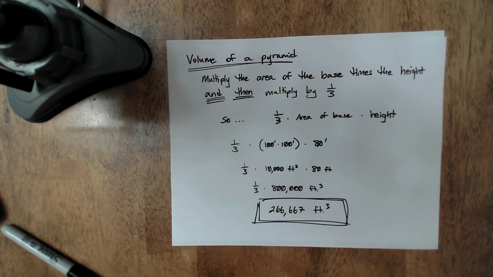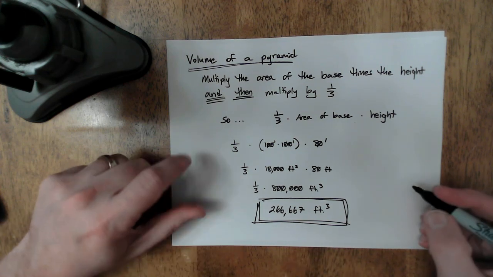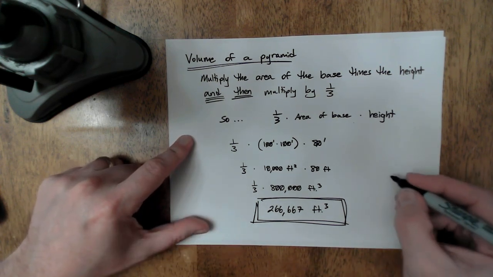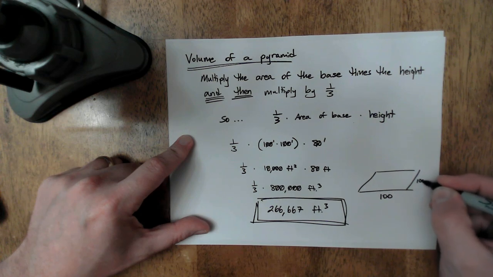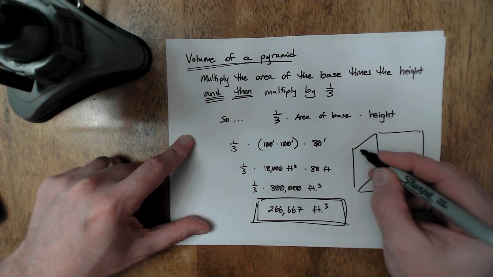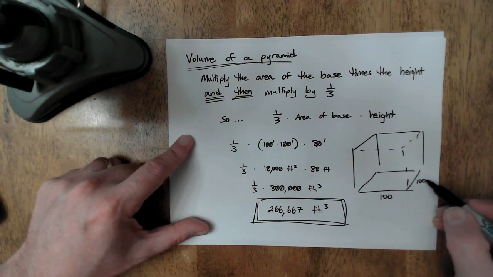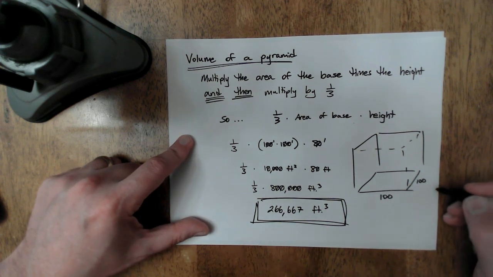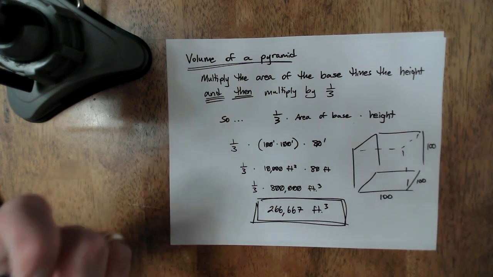That's how much space is there inside the surface area. The way you calculate the volume of a pyramid, think of it this way. If I wanted to come up with the volume of a cube that was 100 times 100, let's see if I can get this picture right. There we go. I would multiply 100 times 100 to get the area of the base, and I would multiply it times the height, and if it was a cube, it'd be 100. And there you go.